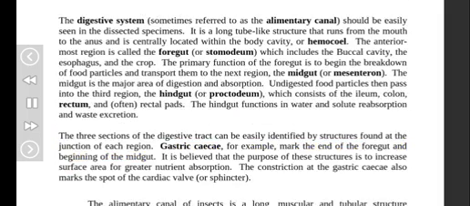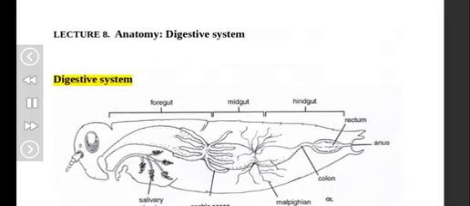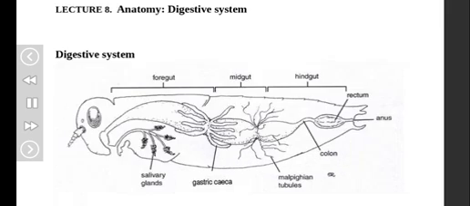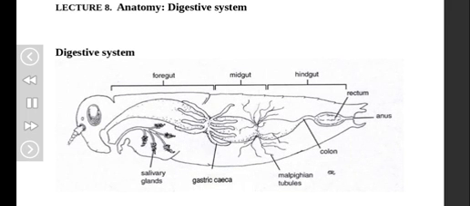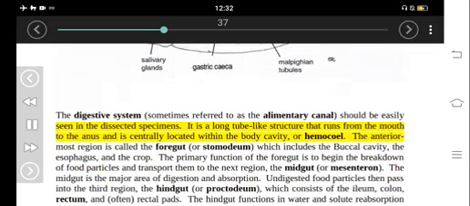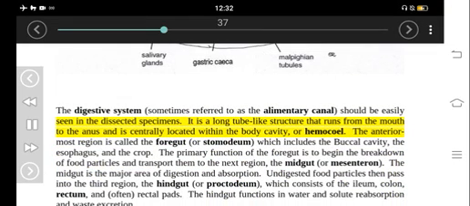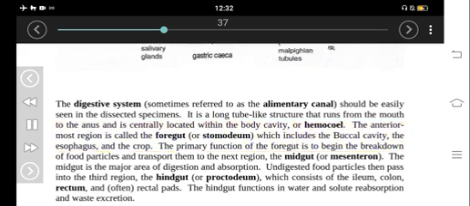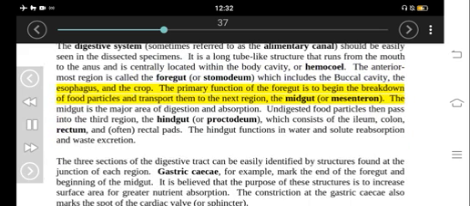Lecture 8. Anatomy. Digestive system. The digestive system, sometimes referred to as the alimentary canal, should be easily seen in the dissected specimens. It is a long tube-like structure that runs from the mouth to the anus and is centrally located within the body cavity, or hemocoel. The anteriormost region is called the foregut, or stomodeum, which includes the buccal cavity, the esophagus, and the crop. The primary function of the foregut is to begin the breakdown of food particles and transport them to the next region, the midgut or mesenteron.